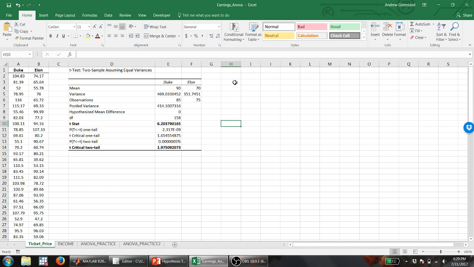Now, one thing we might be interested in doing here is calculating a confidence interval from this table, and to do this we can break it into a couple of pieces: point estimate, critical value, and standard error. Our point estimate we can get right from this table: it's x bar Duke minus x bar Elon. For our critical value, again, this comes right out of our table. We can just take the t critical two-tail here. So this is going to be equals cell E14.